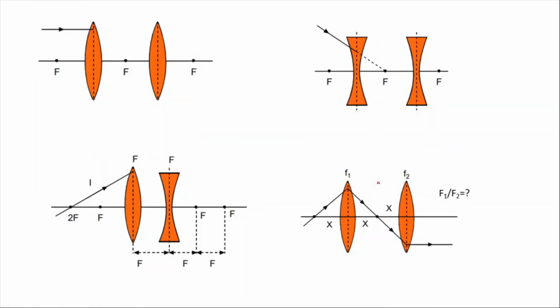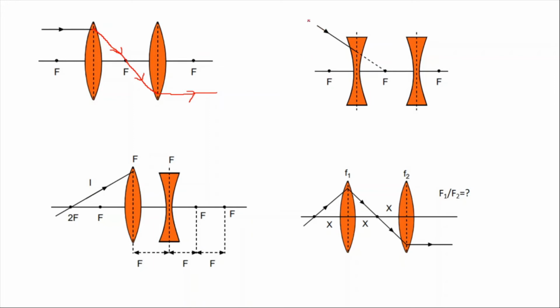Let's look at some examples. The first one is a parallel light ray to the principal axis, which is going to refract through the focal point. Now this light ray, this is the refracted ray, but it is an incident ray for the lens on the right. So it is coming through the focal point. It means it will move parallel to the principal axis.